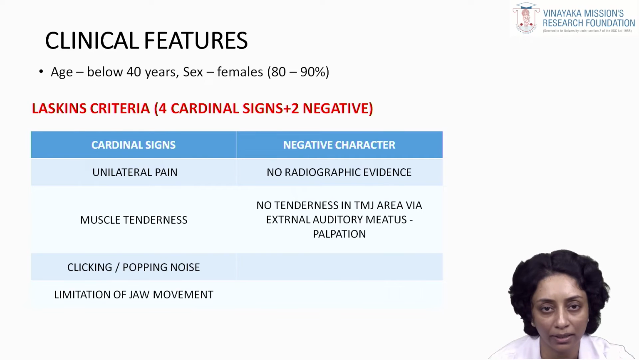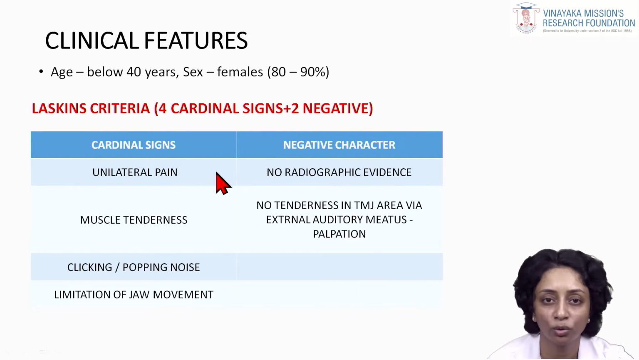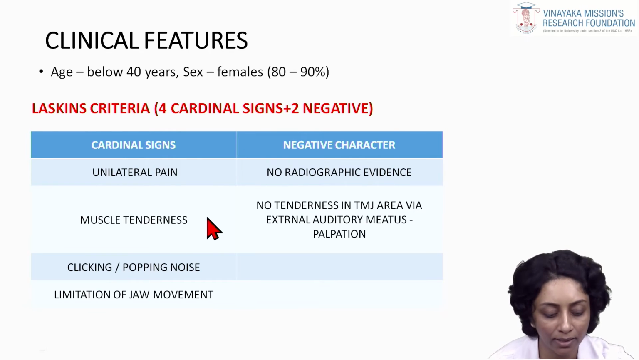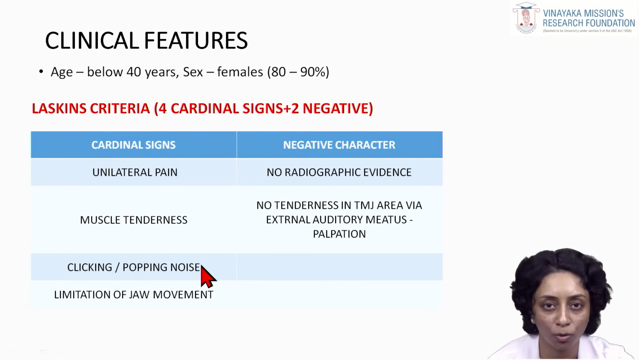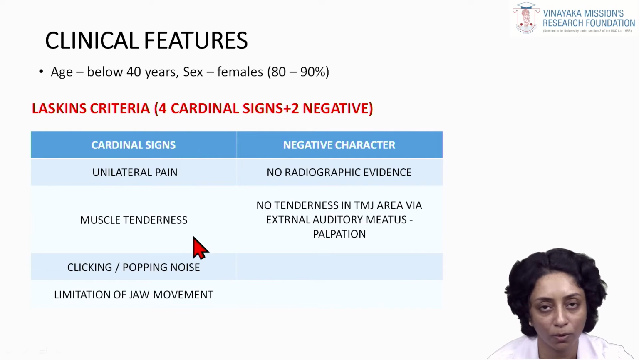So what are the 4 cardinal signs seen in MPDS patients? The patient will have unilateral pain in the muscles of mastication, followed by muscular tenderness, then there will be a clicking or popping noise, and sometimes there will be limitation of jaw movement. Out of these 4, if the patient is showing a few responses, then that also indicates that it is going to be MPDS.